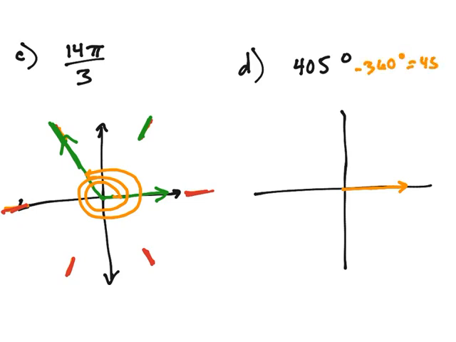I get 45 degrees. So 45 degrees, if the whole thing's 180, that's 90. 45 is the same thing as pi over 4. So here's going to be my 45 degrees. That's going to be my terminal side. But to get to it, we show a full rotation and then some.